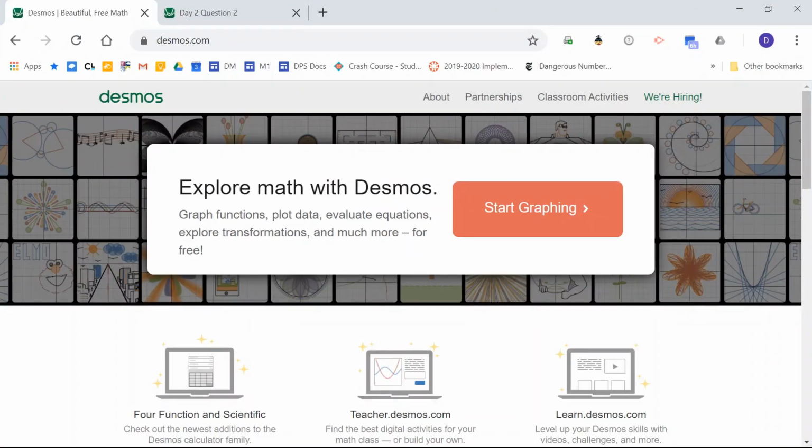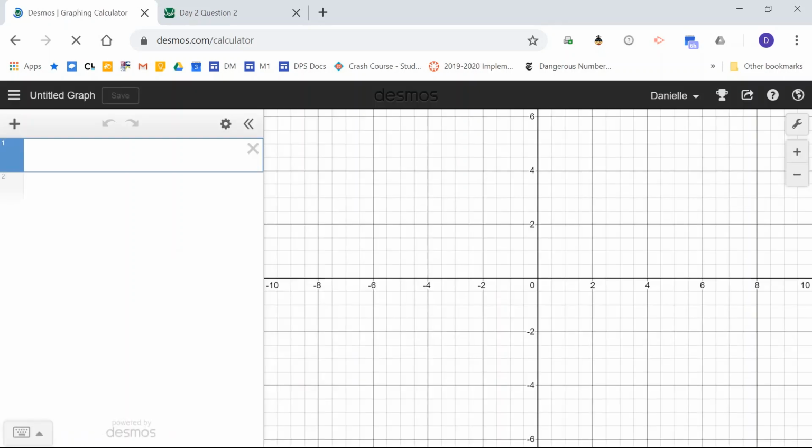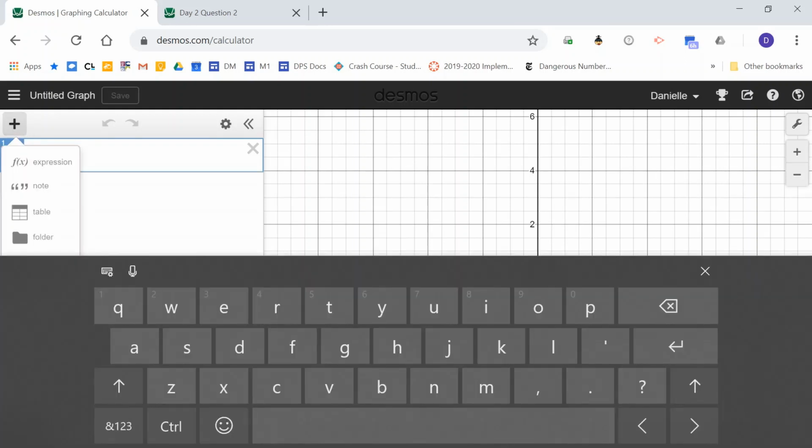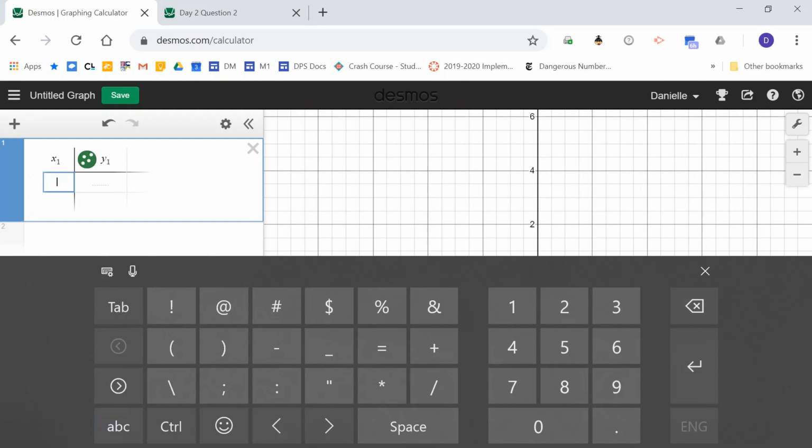So if everybody will go to desmos.com, you should see a screen that looks like my screen right now. And then you're going to hit Start Graphing. Okay, so when we're trying to find regression, the first thing we need to do is make a table. So you're going to hit the plus sign right here, and then it's going to give you the option for table. So I want you to select that. And then you would type in the data that we see.